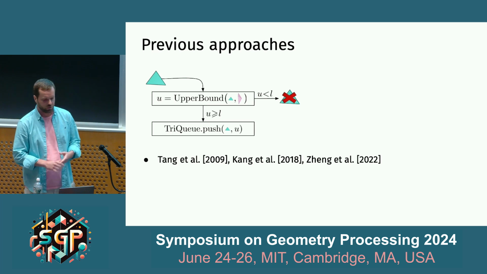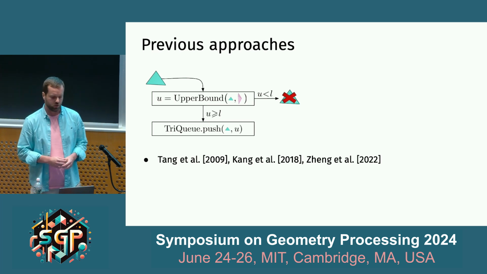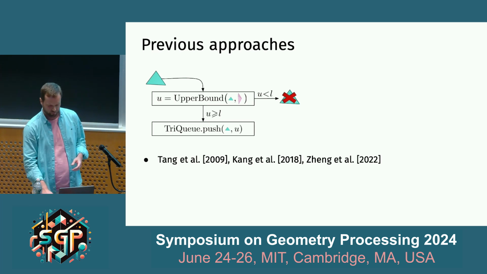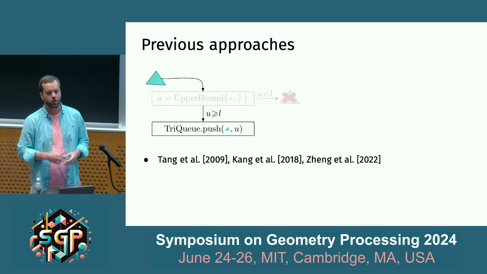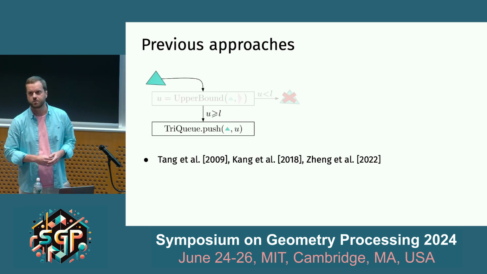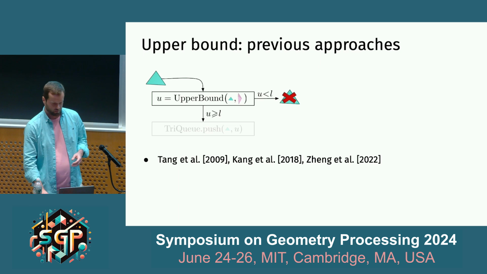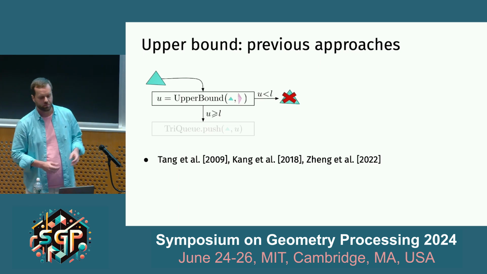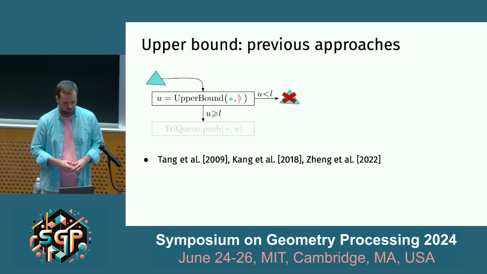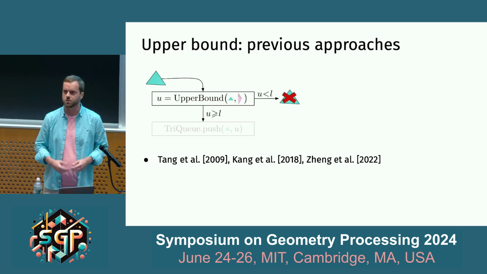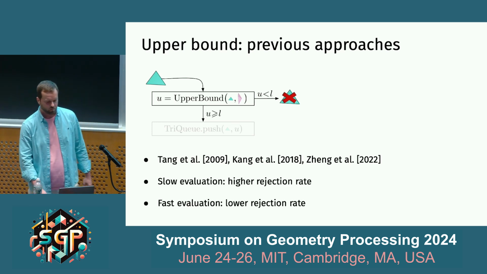This figure shows the basic scheme that previous methods adopted to process each triangle. Triangles that are not discarded are pushed into a priority queue that contains the upper bounds and the triangles in upper bound ascending order. The key for the success of this methodology is the choice of the upper bound function, since the smaller it is, the higher is the chance to reject triangles. Each of these previous methods proposed their own upper bound function to deal with the problem.